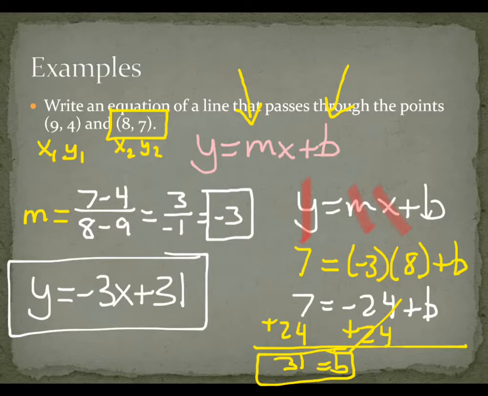Yes? Does that say 31 equals b? Yes, 31 equals b, because I'm left with b on the right-hand side. 7 plus 24, I get 31 there.